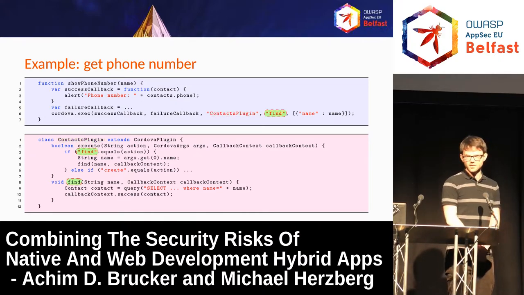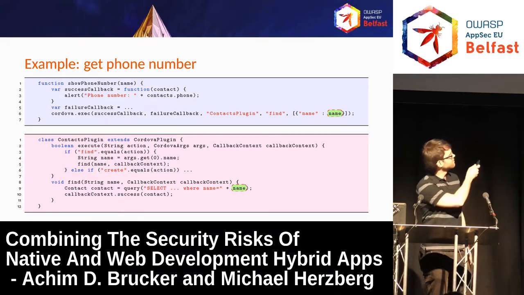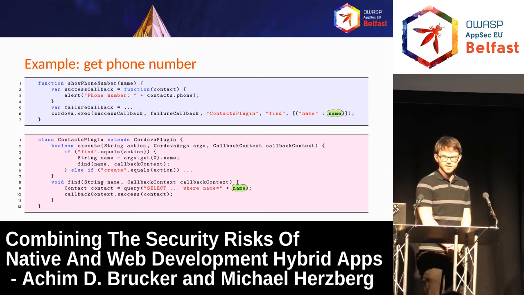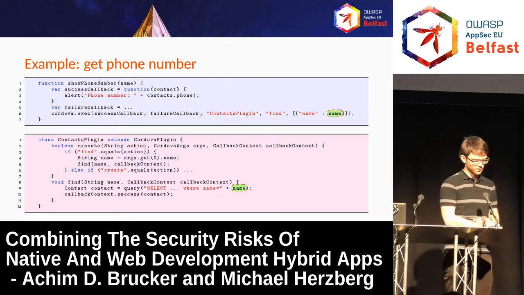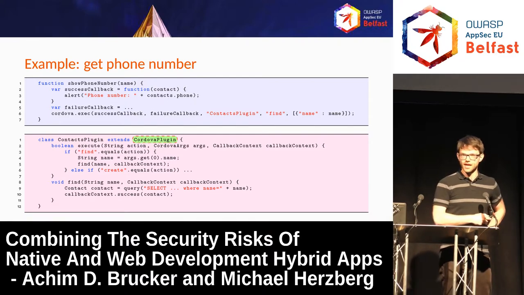Similarly, you have an action that you specify. In our case, find. We want to find the telephone number. It also corresponds to a method on the Java side. And then finally, you have an argument, in our case the contact name, that you see on the Java side goes into a simple SQL query that finally retrieves the telephone number. And the Java side extends the class CordovaPlugin, so it can provide this feature by implementing the execute method.